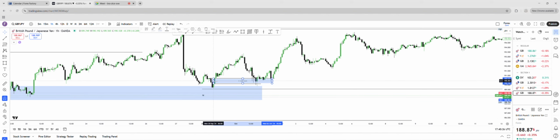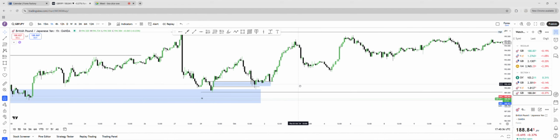So we have a fair value gap. You can enter off there. We have this consecutive candle. You can enter off there. We have this last down candle. You can enter off there. It's up to you, my brother.